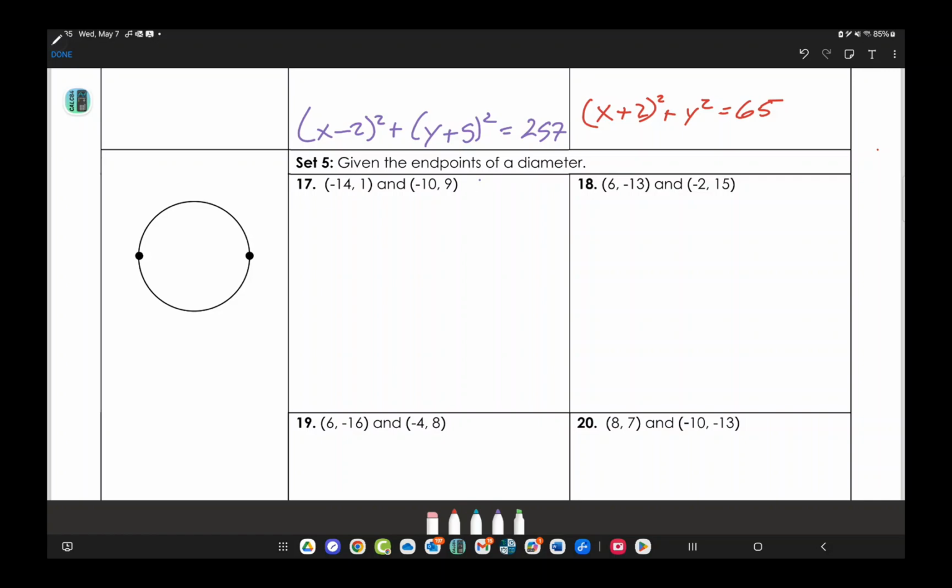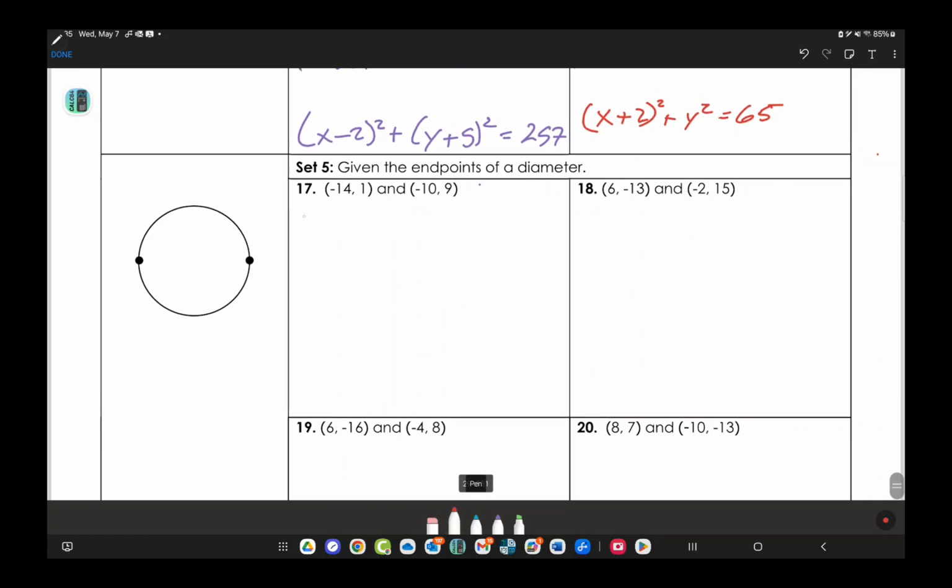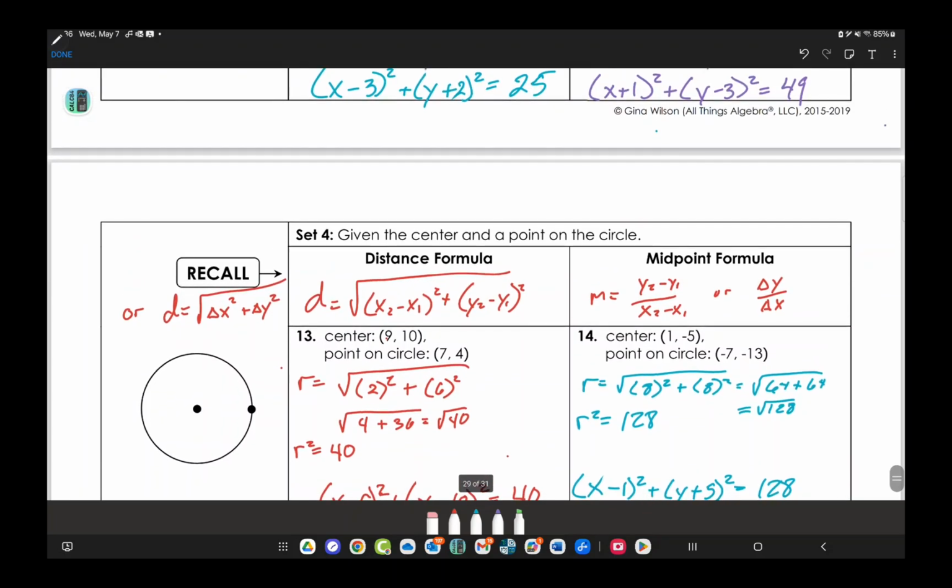So, center. Now, center is easy enough because it is just midpoint. So, what point is in between -14 and -10? -12. All right. Now, if you can't do it in your head, you can use the formula. Did I write slope instead of midpoint on the notes? I think I wrote slope instead of midpoint on the notes. I did. Awesome.